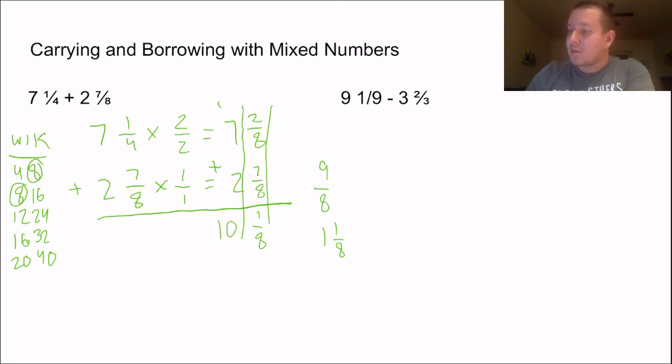We check if we can simplify, okay? And because we have a unit fraction, which means the 1 is in the numerator, we don't have anywhere we can simplify. So this is a good answer, okay? So 10 1/8 would be our answer.